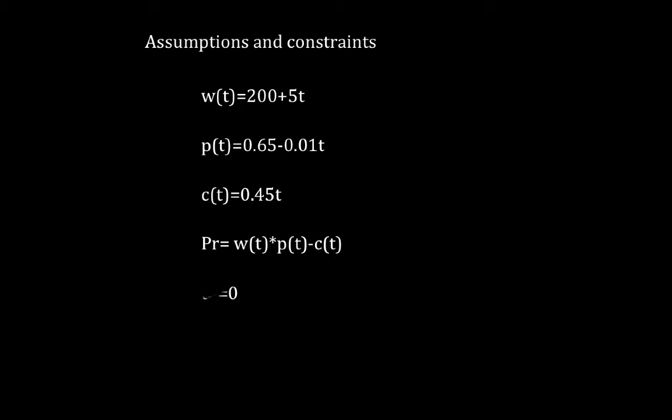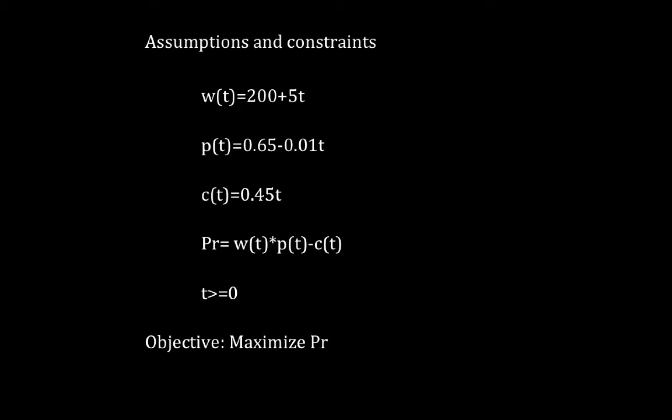Therefore, we can write the profit equal W(t) times P(t) minus C(t). C(t) is the cost of keeping pig t days. So that is the profit then. Okay, the constraint t greater than or equal to 0. What is our objective? Our objective is to maximize the profit. So that is our objective. So now we have all the details, variables, assumptions and also the constraint.